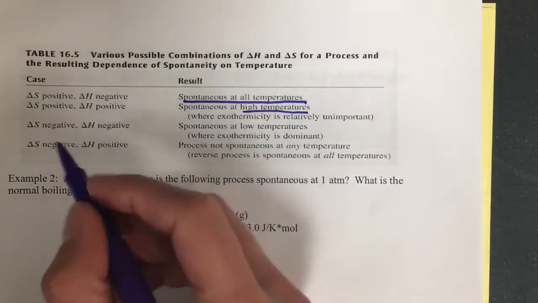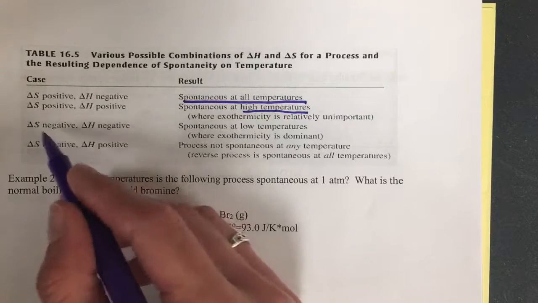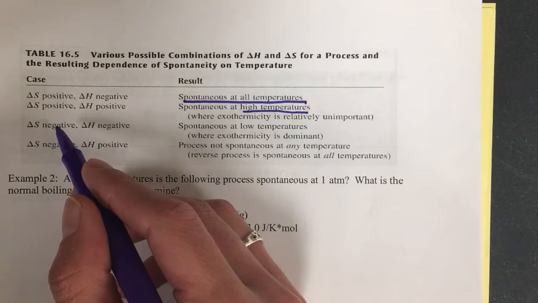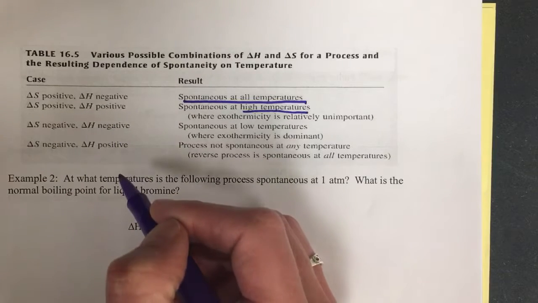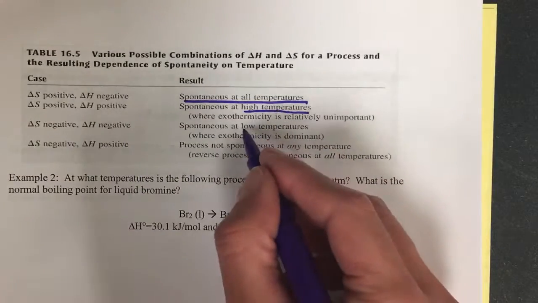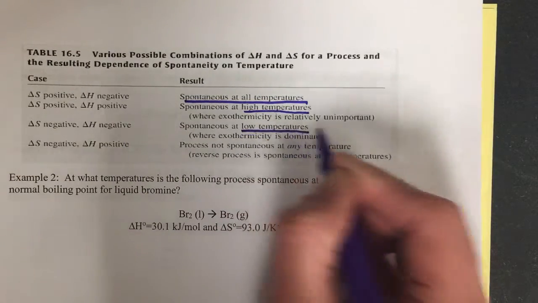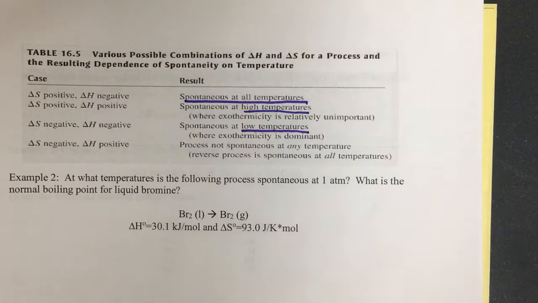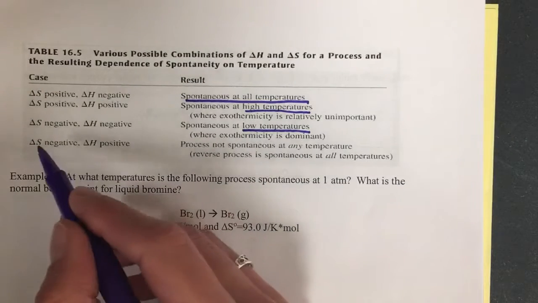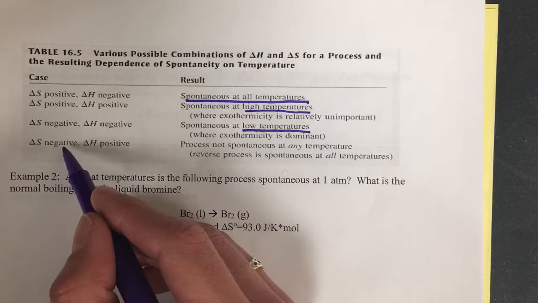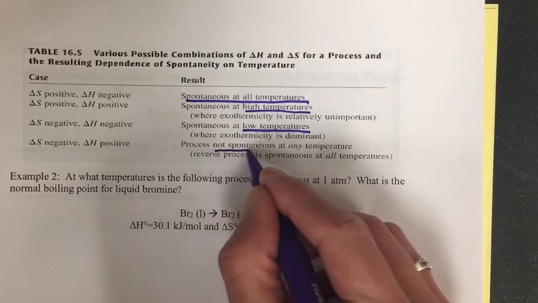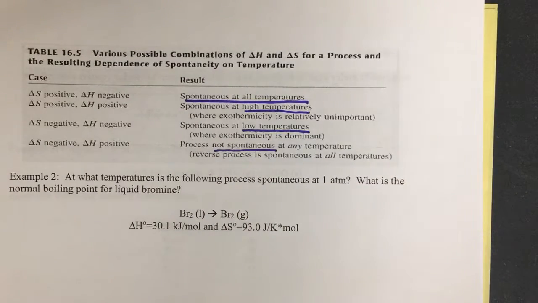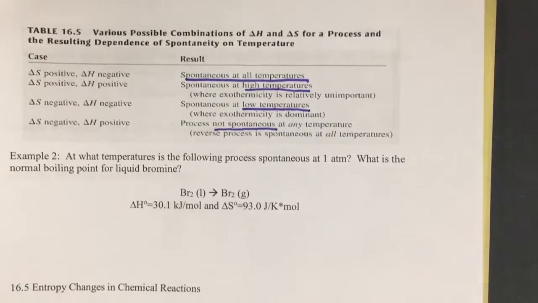Okay? If my delta S is negative, more order, less disorder, that's bad, but I'm releasing energy. Again, it can be spontaneous, but this will only be spontaneous at low temperatures. Okay? If my disorder is decreasing and I need to absorb heat, nope, not spontaneous. It's not going to go on its own. Okay? So here's what the equation actually looks like.